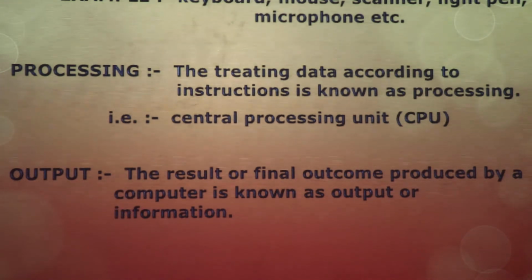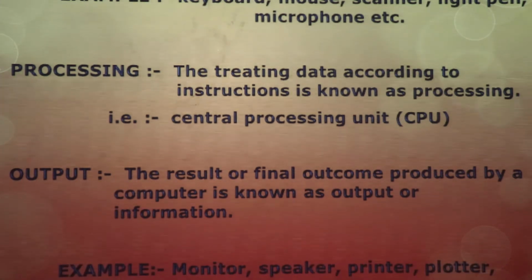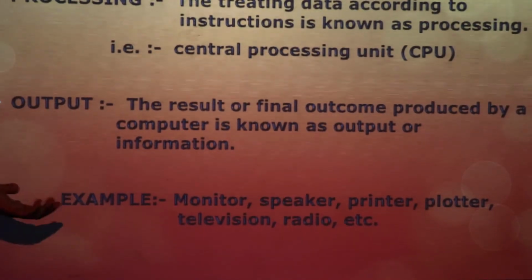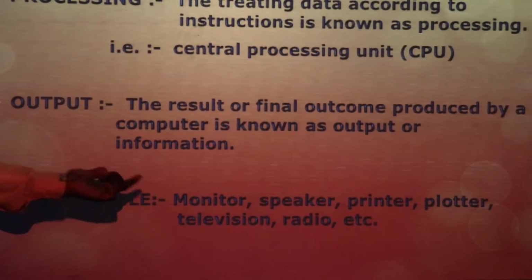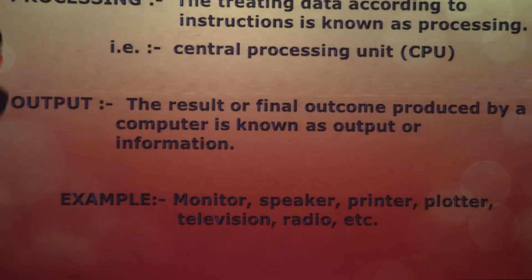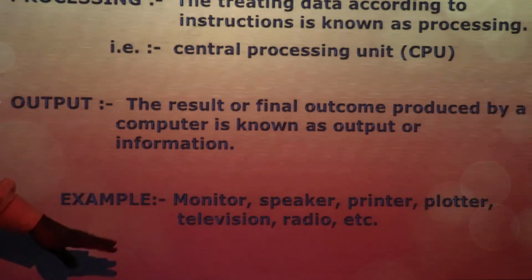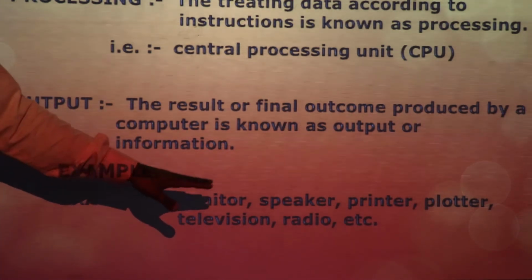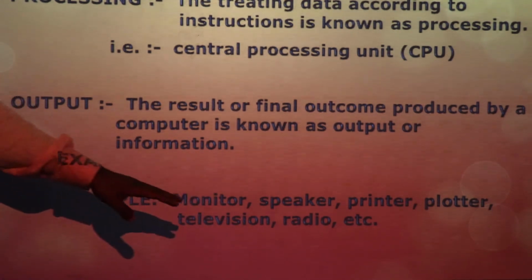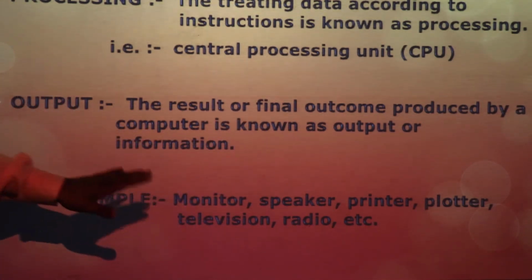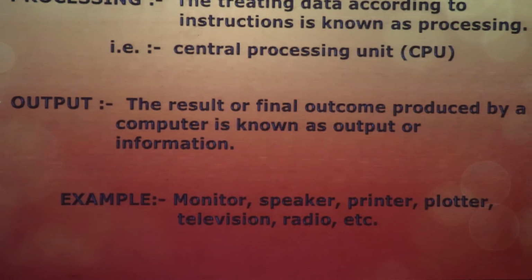You can also say that the information output devices, we can take some output results by, for example, a monitor. We have already had practicals in our school. In our school, there is a monitor. You can see there, and a speaker, printer, plotter, television, radio. These are the examples of our output devices.